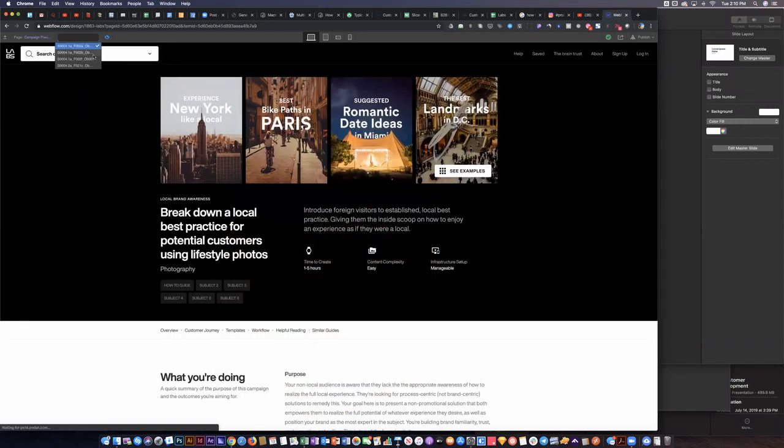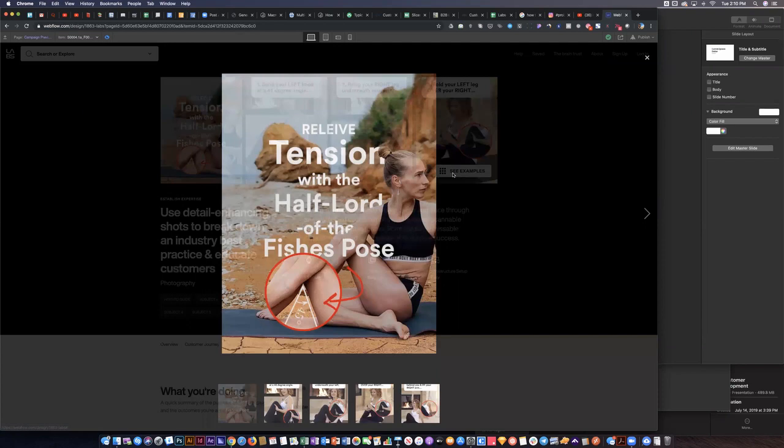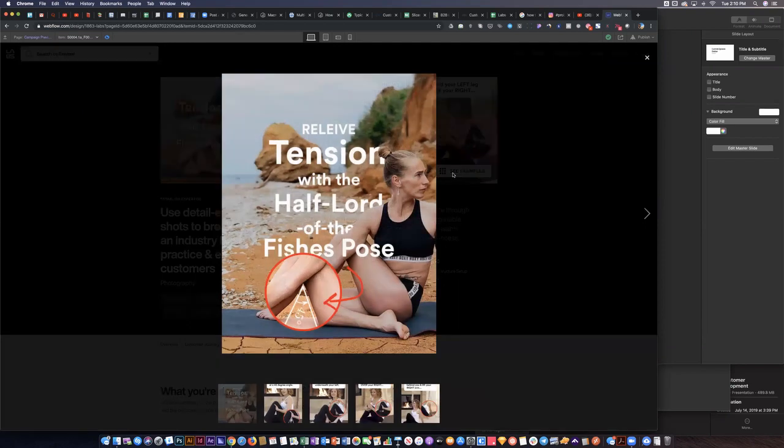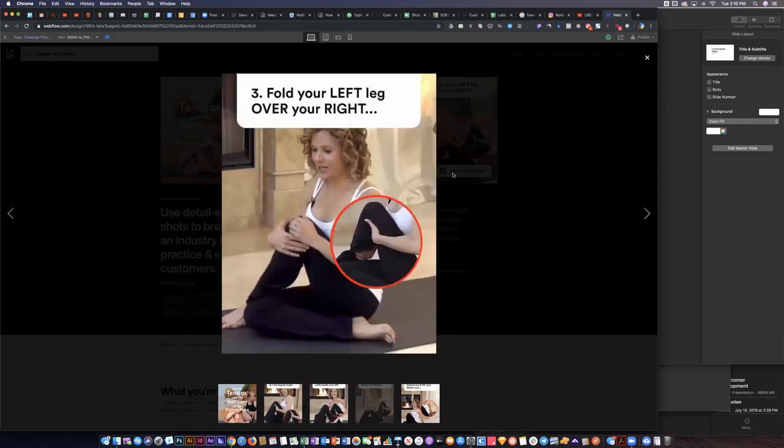Versus something like this where you're establishing expertise. So use detail enhancing photography to break down an industry best practice for your consumers. For example, this is how you do some sort of pose. You go into the specific details that are important for them to do it properly, like bend your left knee or whatever. So you get an idea.